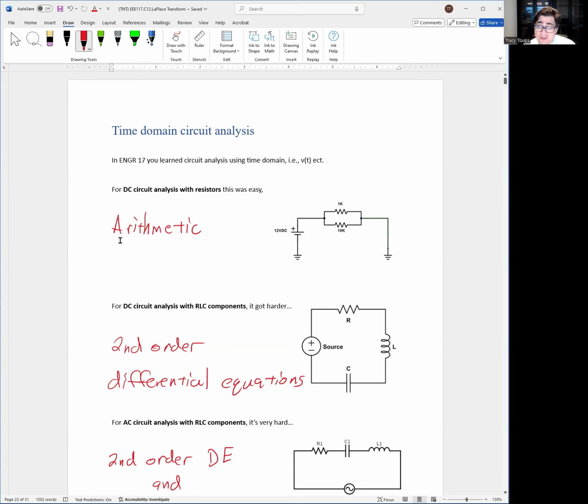And what type of math did we use? Honestly, it was just arithmetic: addition, subtraction, division, this type of stuff. Very, very easy. Anybody can do this.